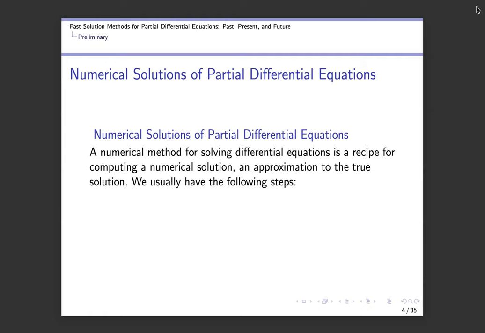To do so, we usually have three steps. The first step is discretization. After this discretization, we usually have a system of algebraic equations. Then we solve the algebraic equations, and we obtain an approximate solution. Finally, from the viewpoint of numerical analysis, we analyze the solution: how accurate the solution is and how effectively we can solve the system. So let's focus on them one by one.